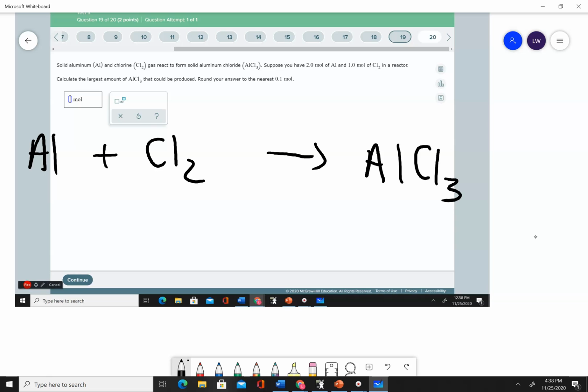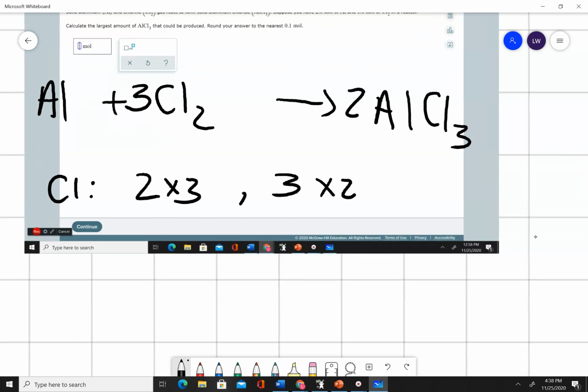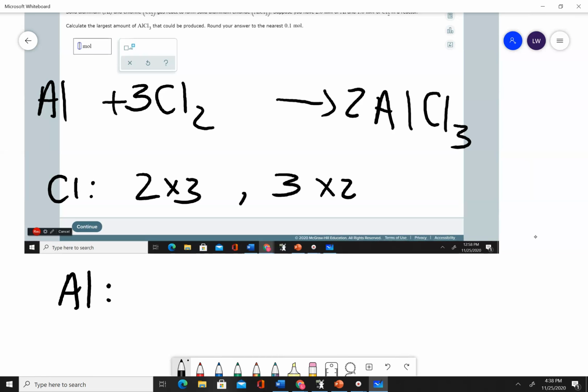So I'm going to need to get this to balance, right? And what I can see immediately is that the chlorines are going to be the issue here. On the left, I've got 2 chlorines, and on the right, I've got 3. I'm going to multiply the right by 2. That will give me 6 chlorines, and then I'm going to multiply the left by 3. So that got those to balance. Now I'm going to work out aluminum: on the left I've got 1, and on the right I've got 2, so I'm just going to give myself 2 aluminums. And now everything balances.